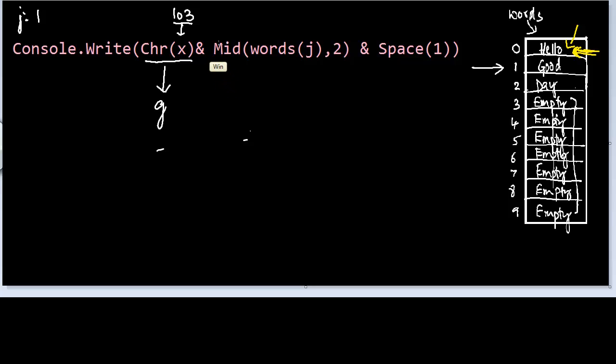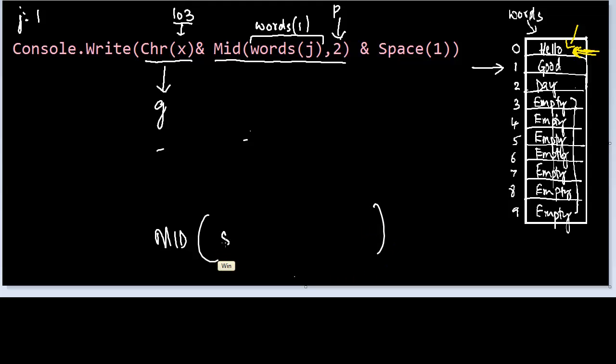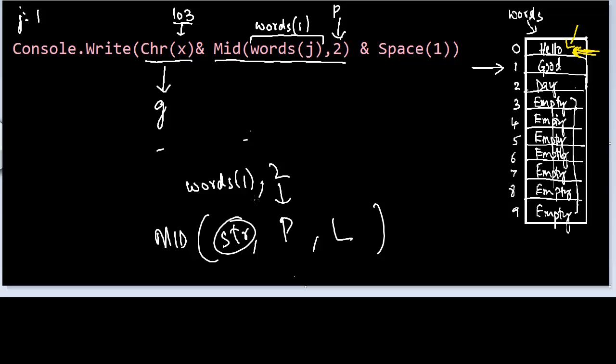And how about this Mid function? This is the second function that's going to execute, right? So when this Mid function executes, we are accessing words of 1, because j equals 1. And then we have 2 as the position. Remember, the Mid function takes 3 parameters: a string value, the position, and the length. The position in our case is 2. The string value is words of 1, but the length has not been specified.